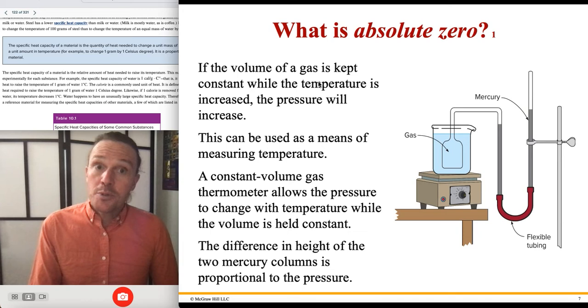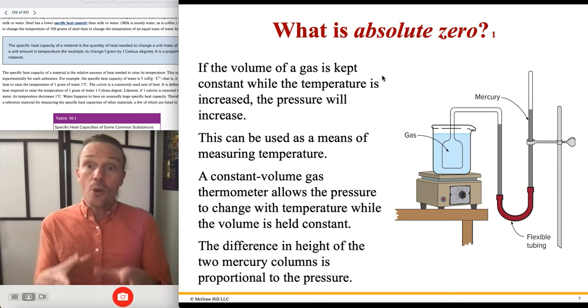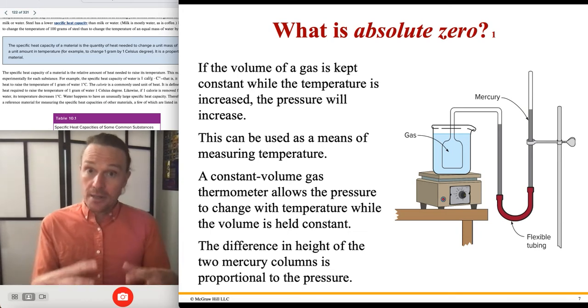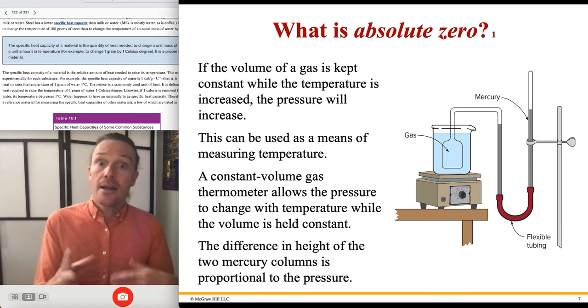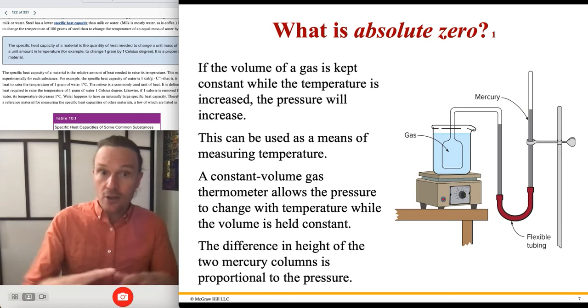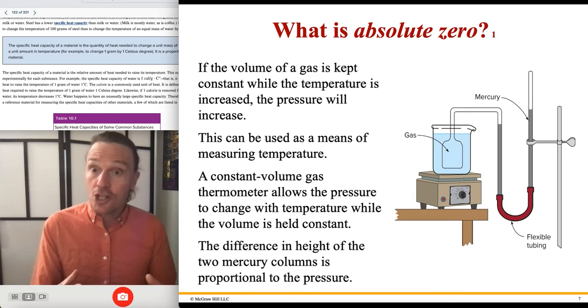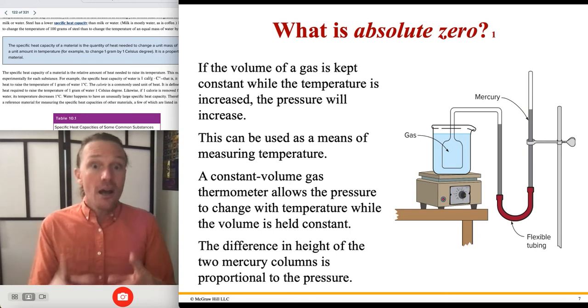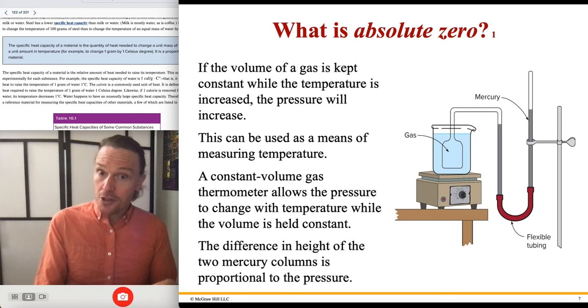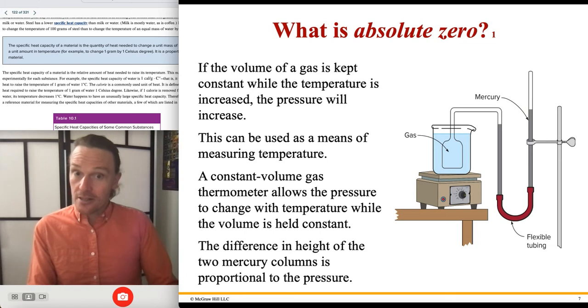So, absolute zero, what is it? If the volume of a gas is kept constant while the temperature is increased, the pressure will increase. This can be used as a means of measuring temperature, because you can see how much change there is. A constant volume gas thermometer allows the pressure to change with temperature while the volume is held constant.